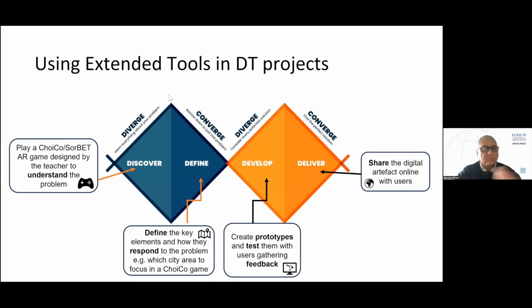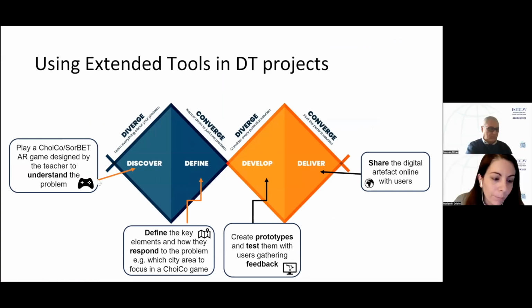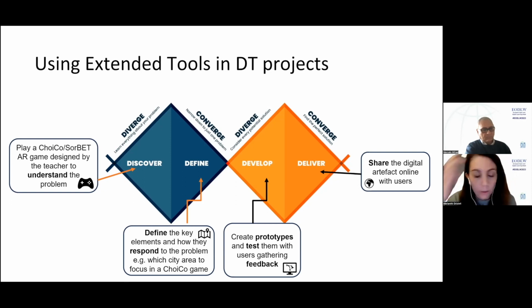Yeah, so in the final slide, we are just visualizing how we implement these technologies into the different stages of design thinking. So for example, teachers can give the students a Choiko or a Sorbet augmented reality game to play to understand the problem. For instance, they can go and play outside with a Choiko geolocation game to discover and understand the issue of their project.